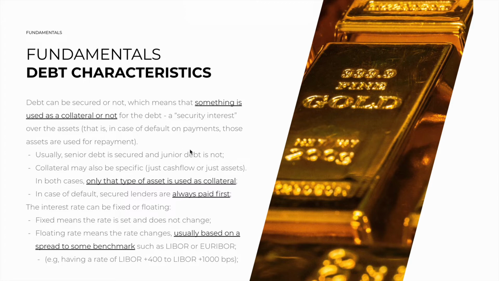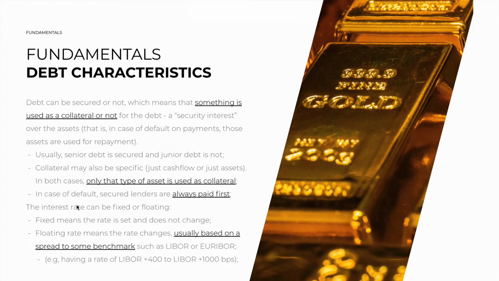This is why junior debt tends to charge higher interest rates, because in case of default, they get nothing. So they charge more interest to compensate for that. It's important to note that the collateral itself may be specific. It may be just the cash flow or just the assets, resulting in cash flow-based lending or asset-based lending. And it's usually only one type of asset or the other, not both. And in case of default, naturally, secured lenders are always paid first. This is why the most senior types of debt are usually secured, because the first lenders to be repaid are usually also the ones that get the assets.